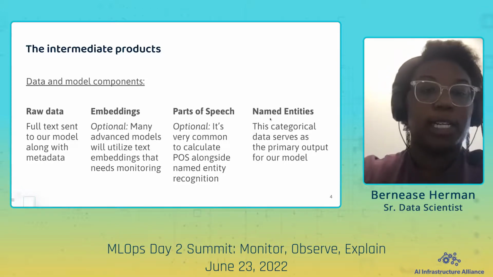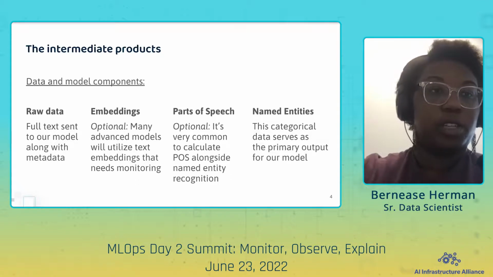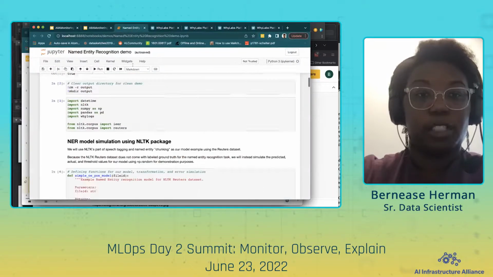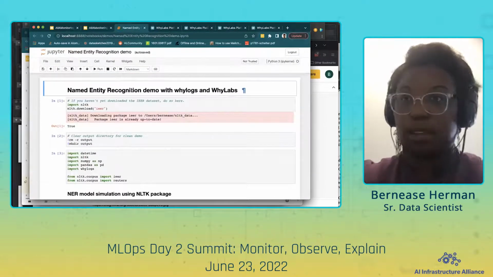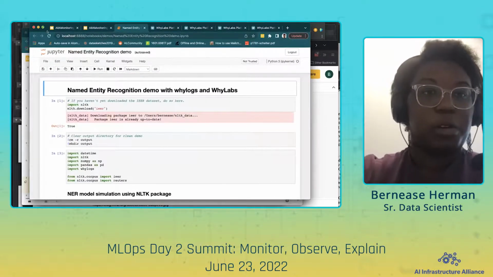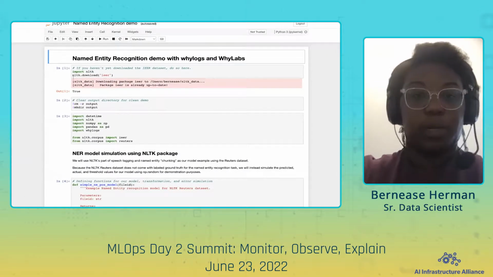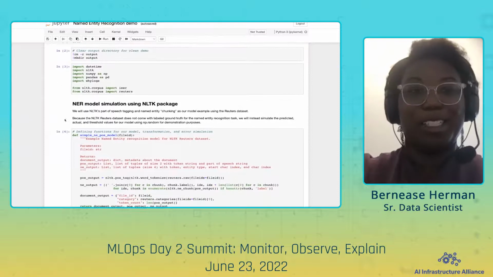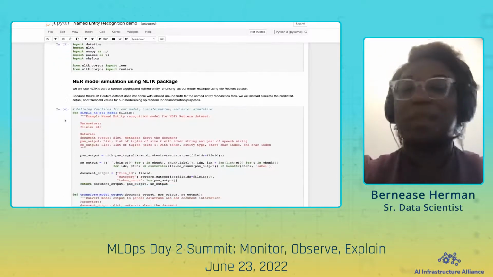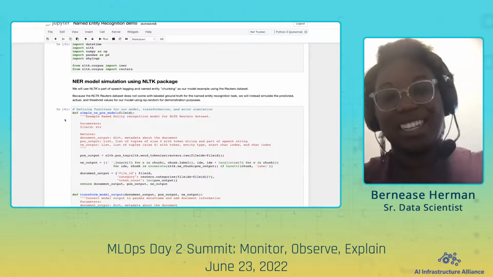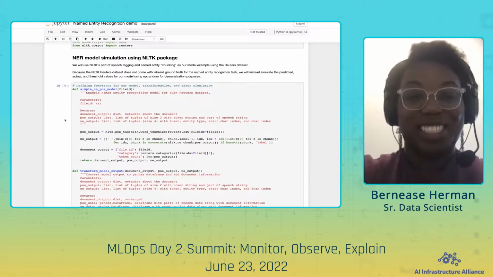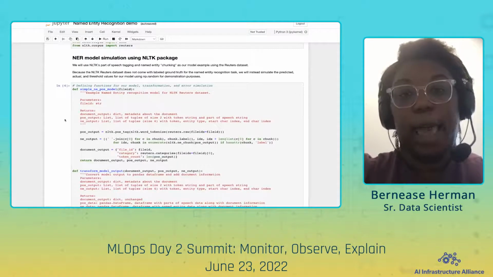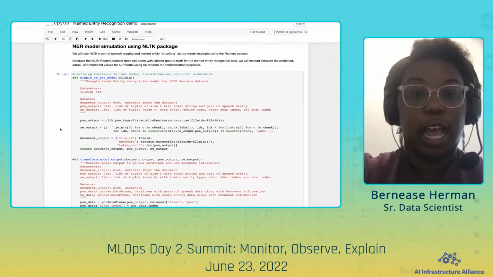Okay, so I'm going to jump into just a quick demo of this. Just for time purposes, I'll just go over the highlights and then show what this would look like in the platform here. And I will say that this is not the best model that you could have written. That is not my goal here, just to demonstrate this. But I'm using NLTK, which is a great package for natural language.